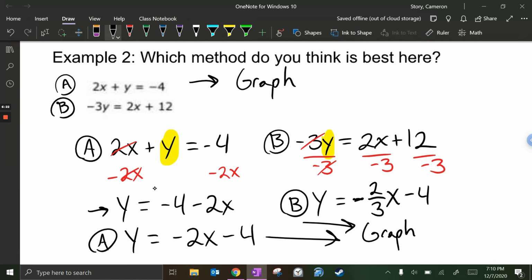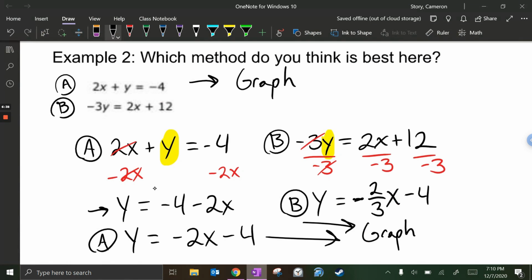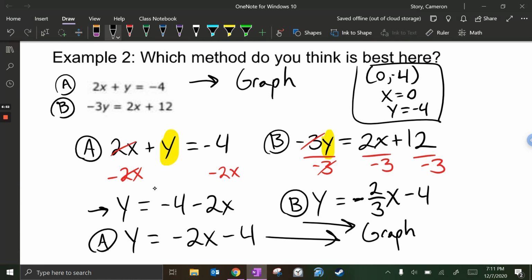So if I plug in these two equations, y equals negative 2x minus 4 and y equals negative 2/3 x minus 4, not a big surprise here since they have the same y-intercept. That makes sense that they would cross there. But they do cross at the point 0, negative 4, where x is equal to 0 and y is equal to negative 4.